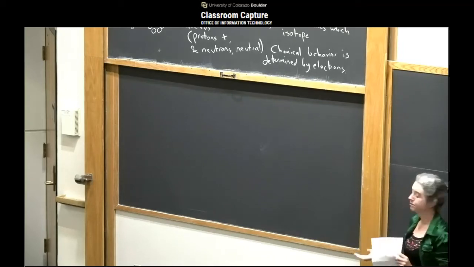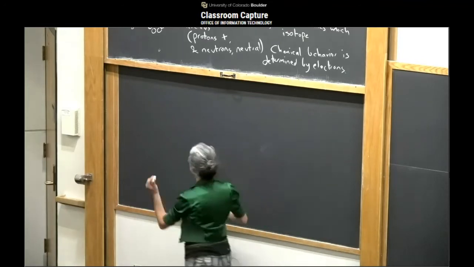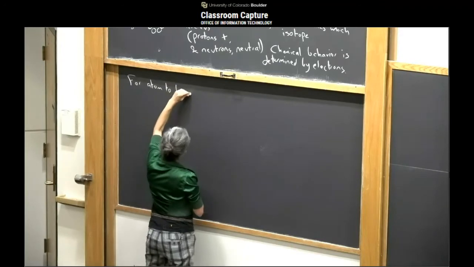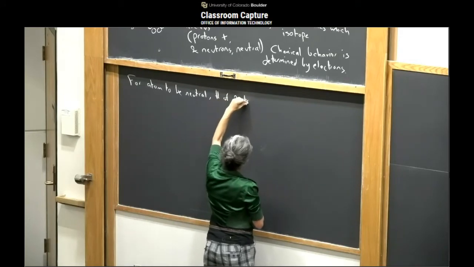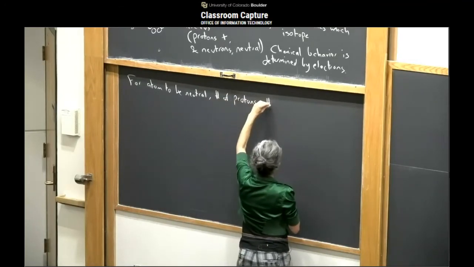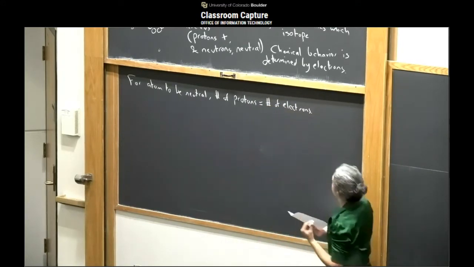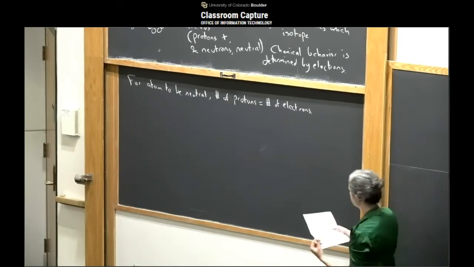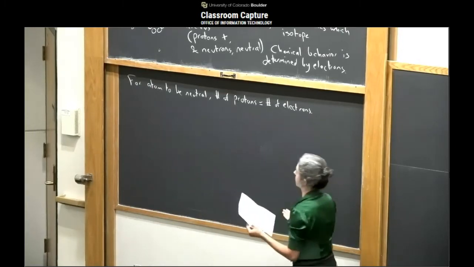So if we want to have a neutral atom overall, we have to have the positive and the negative charges cancel out. So the number of protons has to equal the number of electrons. For example, if you have a neutral atom of beryllium, Be, which is atomic number 4, it's going to have 4 electrons in it if it's neutral, plus some number of neutrons, which is less important.